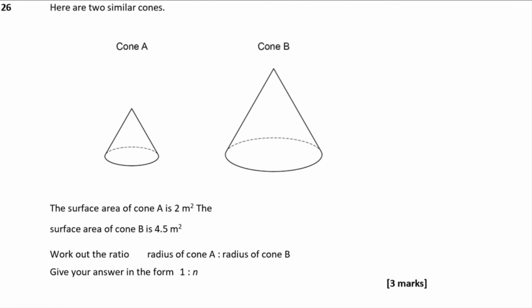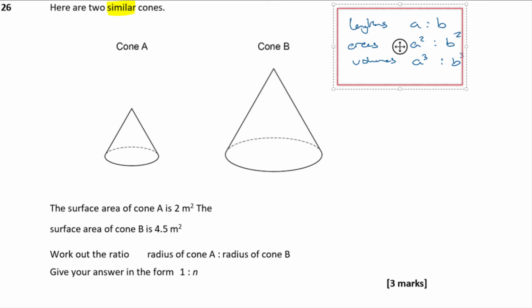Okay, now, the key word here is that these are similar. And when you've got similar shapes, then the ratios of their lengths, areas, and volumes are in a pattern. So let's say the ratio of their lengths is in the pattern A to B, then their areas are going to be in the relationship of A squared to B squared, and their volumes are going to be in the relationship of A cubed to B cubed. Okay, so that is good and handy to know about. That's what we're going to be using to answer this problem.